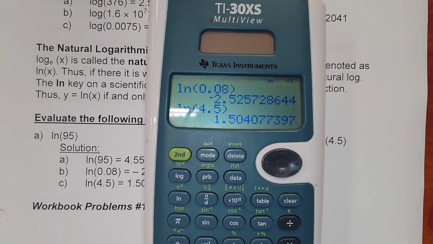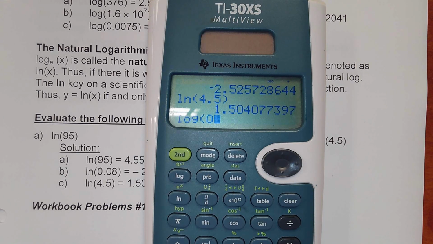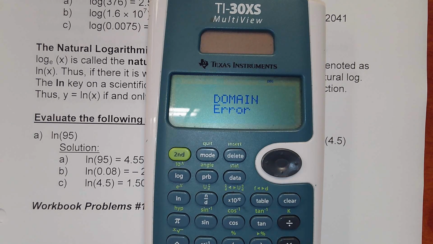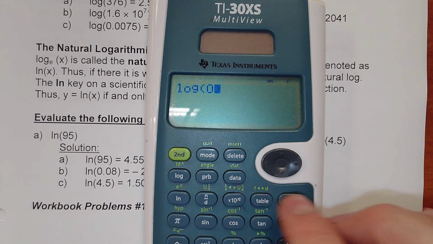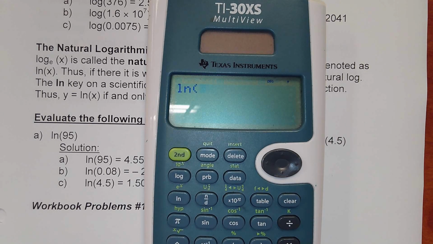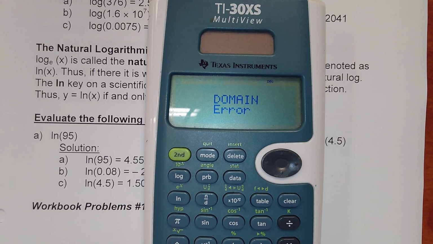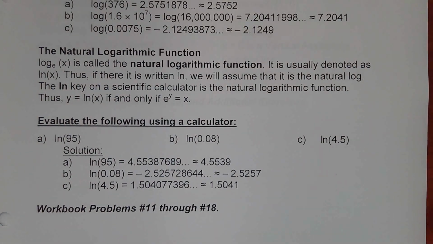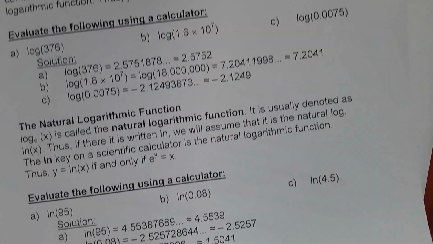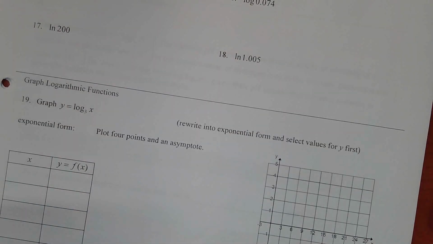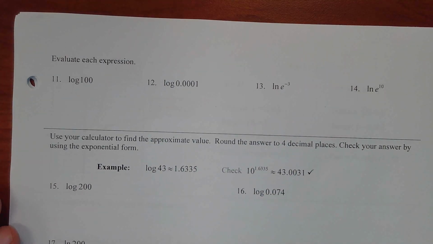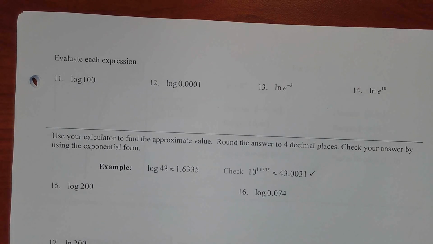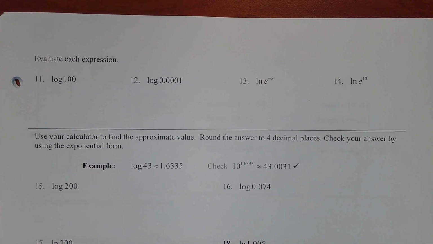Now, critically important, remember we said that the domain for the log functions has to be greater than 0. So if I try to take the log of 0, I'm going to get a domain error. Or if I try to take ln of -3, I'm going to get a domain error because those numbers are not in the domain of the function. So let's go back to our workbook and go ahead and evaluate each of these expressions.